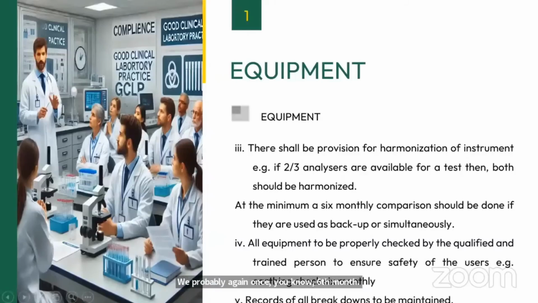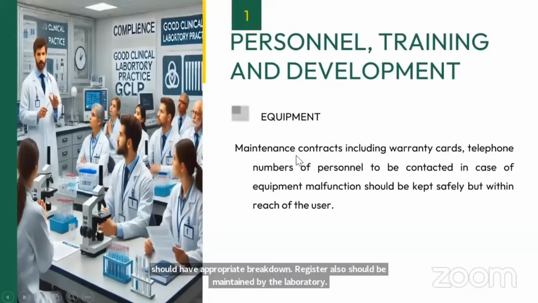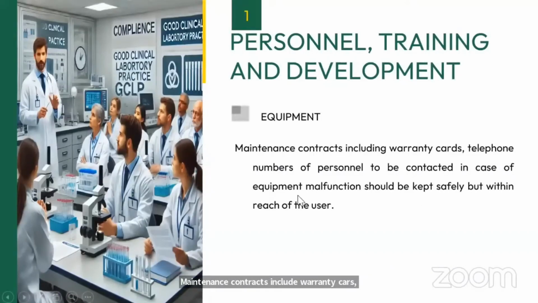Records of all breakdowns to be maintained. So you should have an appropriate equipment breakdown register also maintained by the laboratory. Maintenance contracts, including warranty cards and telephone numbers of the personnel to be contacted in case of equipment malfunction, should be kept safely but within the reach of the user.